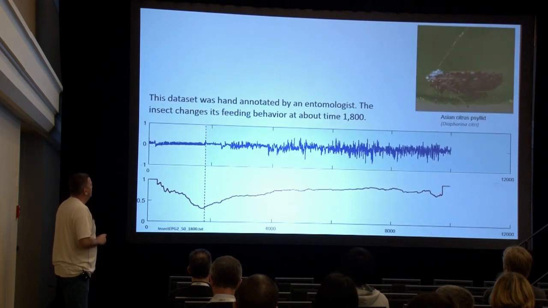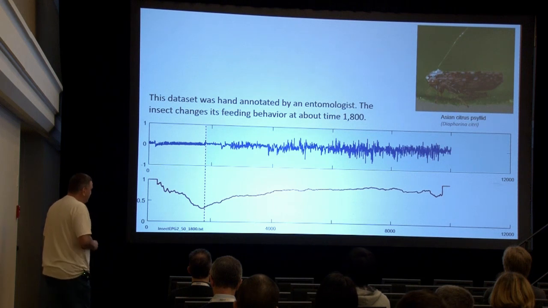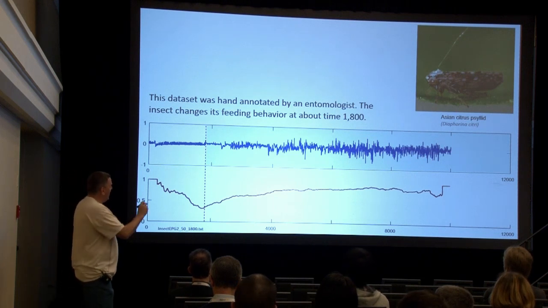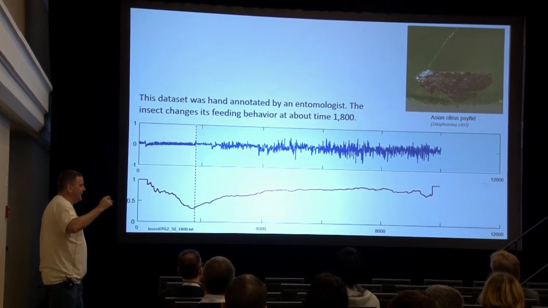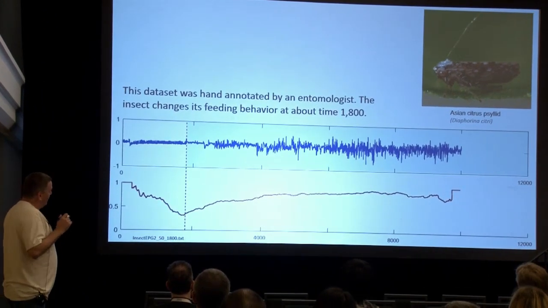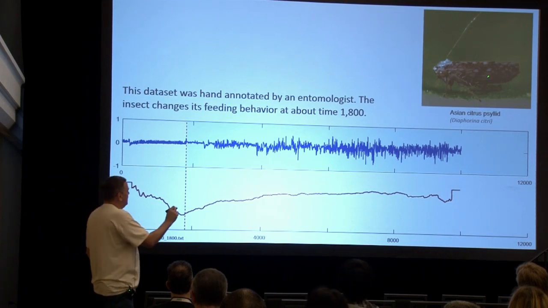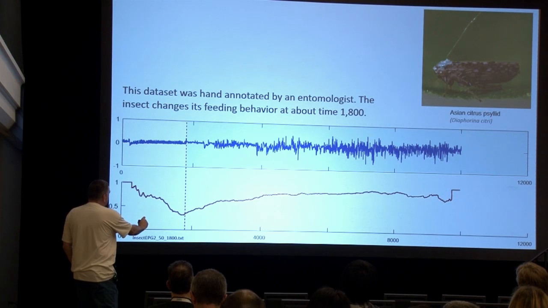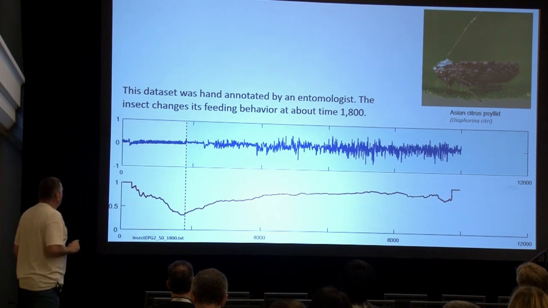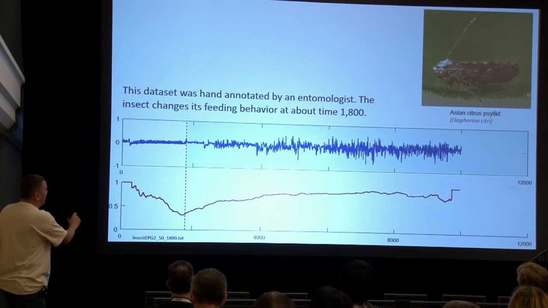This is a very cool data set. This is a leafhopper. We wire it up to some golden wires. We measure its voltage to the plant. And we can look at its behavior in that case. We have experts look at the behavior and tell us what kind of feeding it's doing. And it changes behavior at exactly that location here. And it's a noisy, complicated data set. But once again, we minimize basically in the right place.